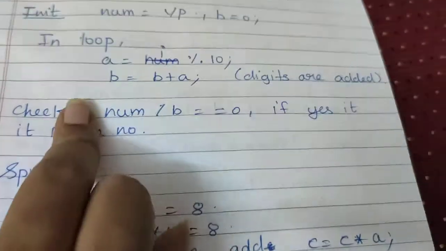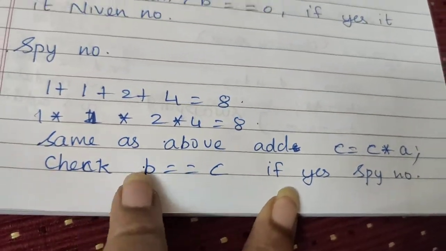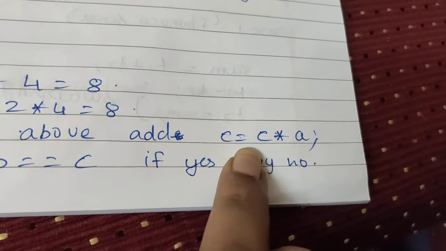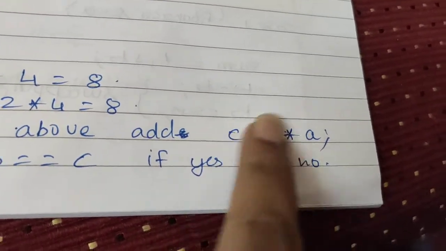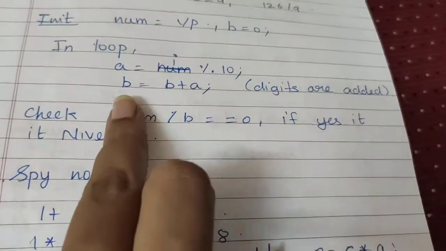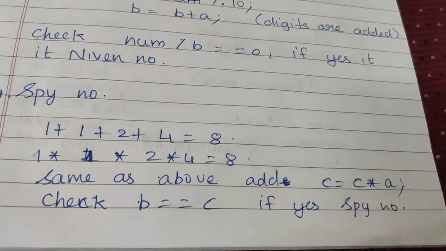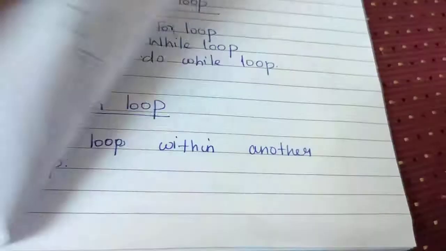Same thing as above, we get the input, and the only thing you do is, here you have added, next to it you just multiply. Get another variable c and multiply, and see whether b and c are equal. If b and c are equal, it is a SPI number, otherwise it is not a SPI number.